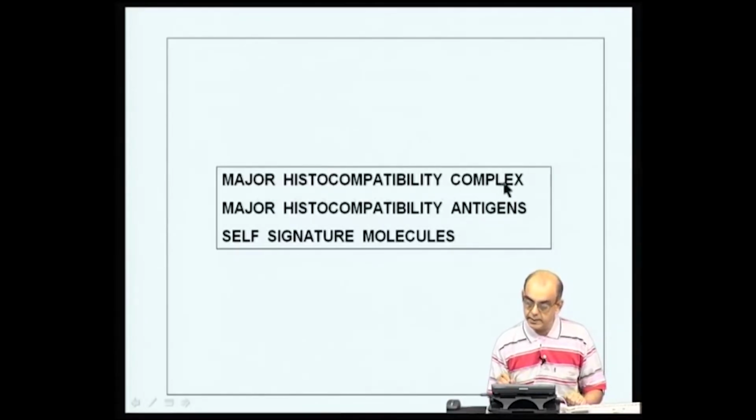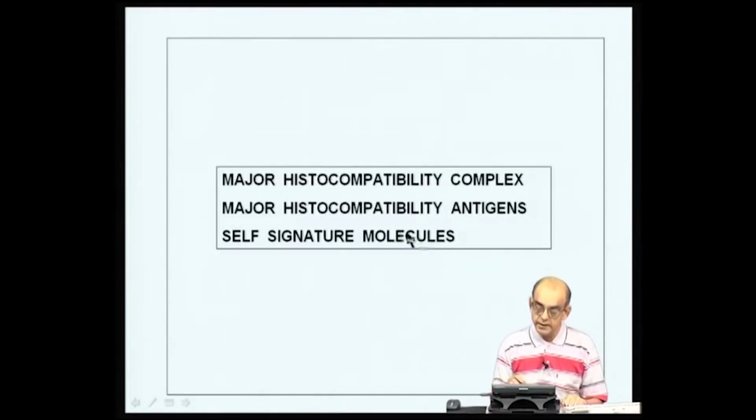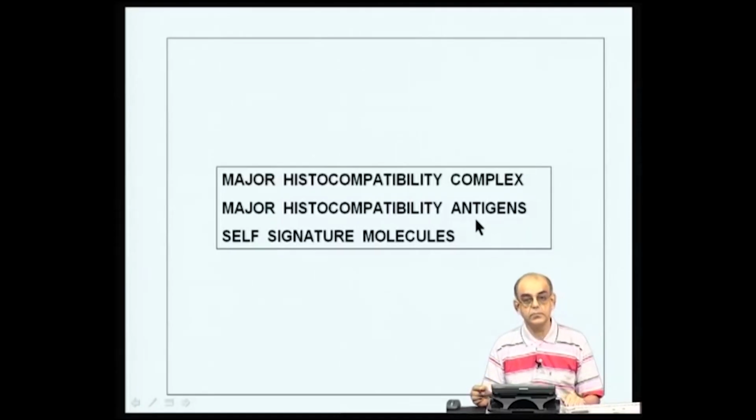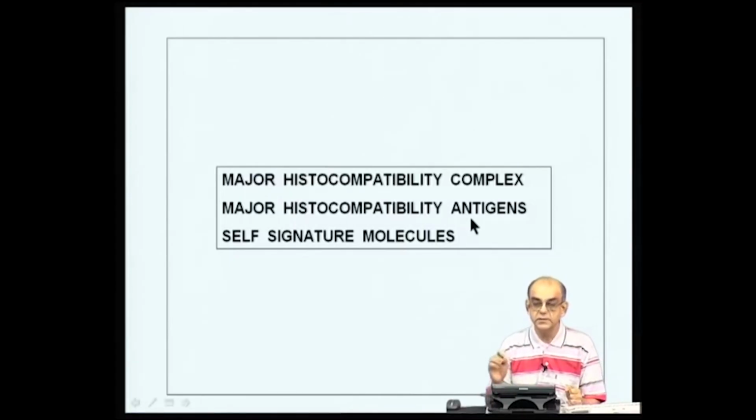or the MHC genes, which actually give rise to the major histocompatibility antigens. These major histocompatibility antigens are the ones that are expressed on the cell surface of all of us, all individuals, which are the self signature molecules. That means, these antigens being polymorphic in nature also decides that they are the ones that are unique to each one of us and therefore, signify what is self in the body.